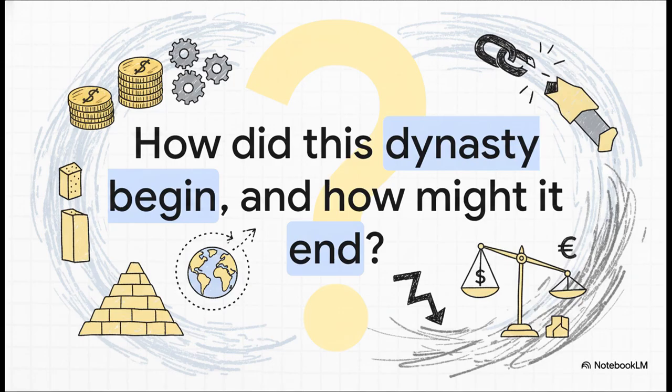So this all raises the big question for our explainer today. This incredible dominance, it didn't just happen by accident. It was built piece by piece over decades. So how did this whole dynasty even start? And maybe more importantly, in a world where power is always shifting, what could possibly bring it to an end?